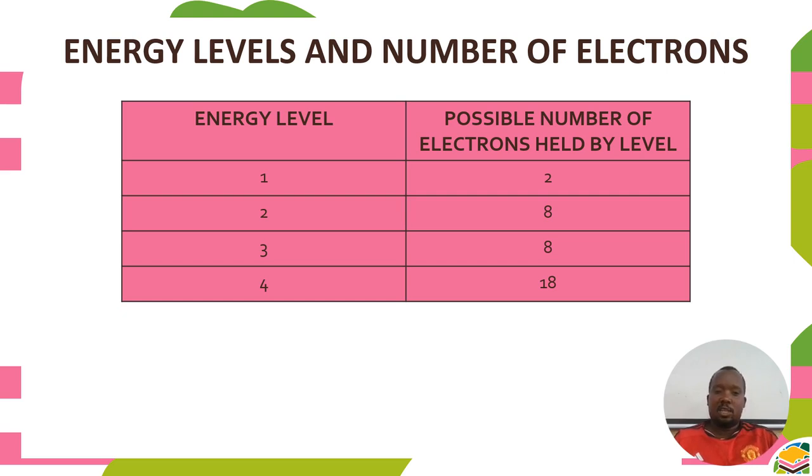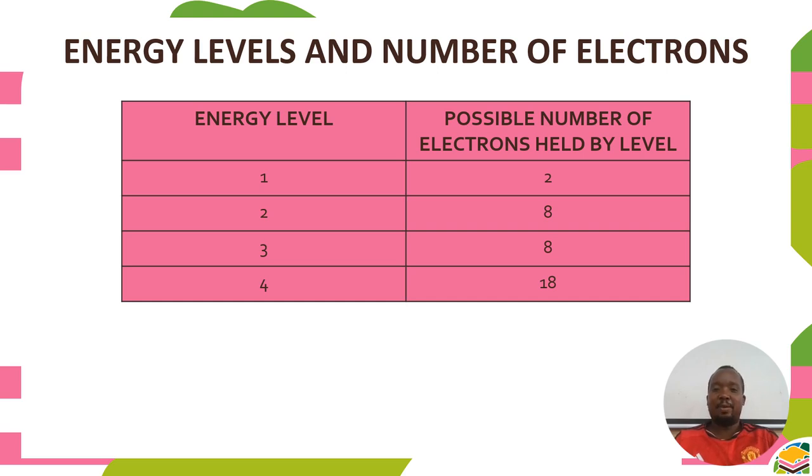Now, this table is giving us a summary on the possible number of electrons held by a given energy level. In other words, for a given energy level, how many electrons can be occupied in that energy level for that particular energy level to be full. So we'll have the energy level and then the possible number of electrons held by the level.